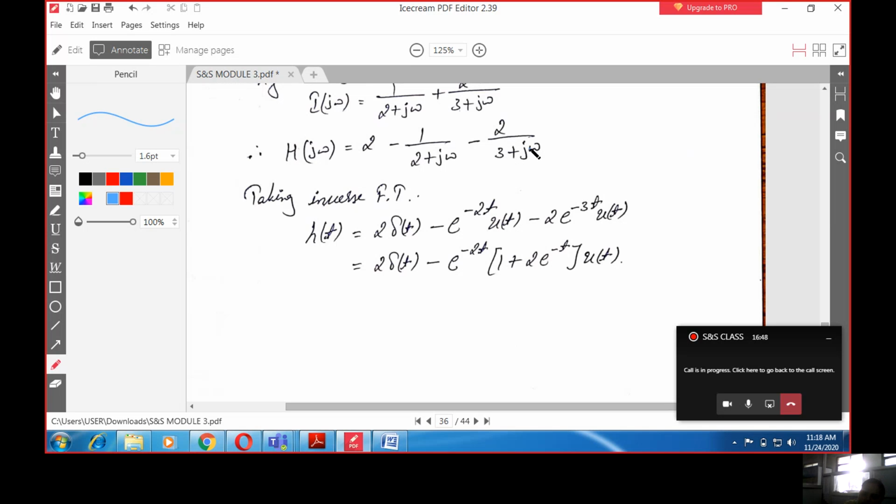Taking the inverse Fourier transform, I will be writing h(t) is equal to 2 δ(t) minus e^(−2t) u(t) minus 2 e^(−3t) u(t). Then taking u(t) as common here, I will be writing h(t) is equal to 2 δ(t) minus (e^(−2t) + 2 e^(−3t)) u(t). This is the equation.